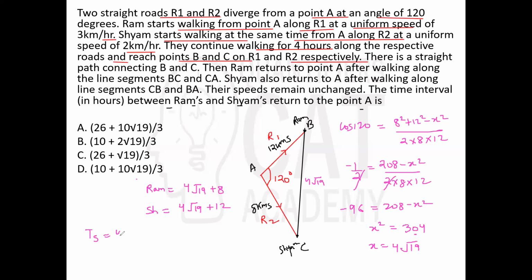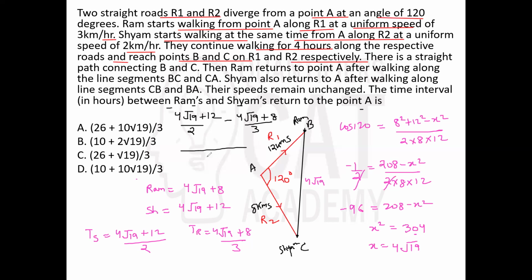So time taken by Shyam will be 4 root 19 plus 12. Okay, time is equal to distance upon speed. Speed of Shyam is 2. This is the time taken by Shyam to reach point A. And similarly, students, time taken by Ram will be 4 root 19 plus 8 divided by 3. Now we just have to find their difference, right? So let's solve it. 4 root 19 plus 12 divided by 2 minus 4 root 19 plus 8 divided by 3.